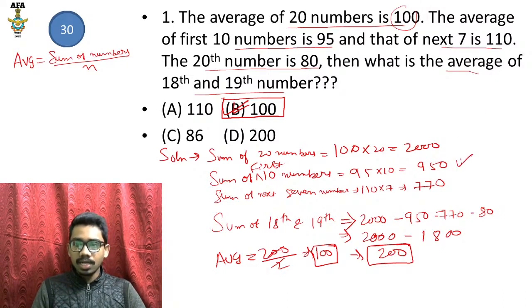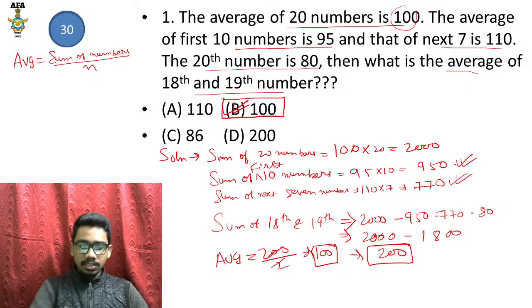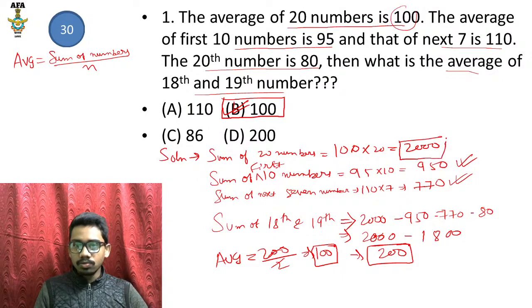95 into 10, that is 950. And the sum of the next 7 numbers is equal to how much? 110 into 7, that is 770. The sum of the 18th and 19th numbers will be how much? It will be the total sum, that is 2000, minus the remaining sums. I subtracted the values and I got 200.